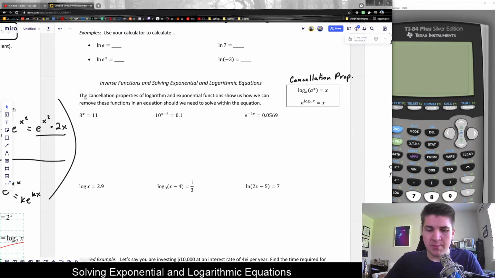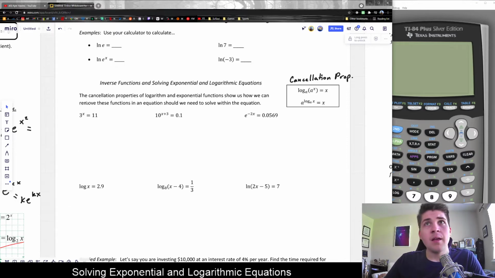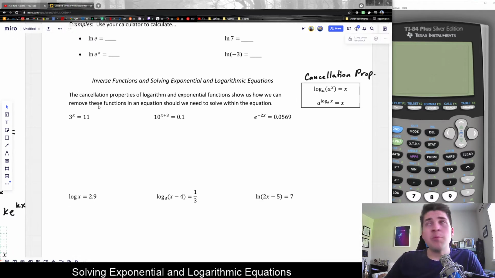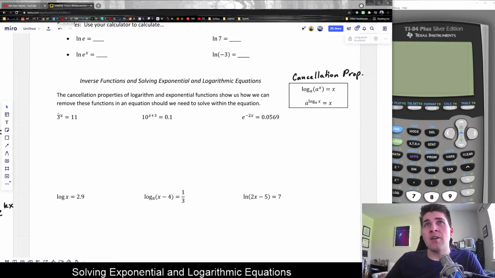But actually, let me just erase some of this because it's distracting me. All right, go away. But how could we begin? Essentially, notice that on the left-hand side of this equation, I have 3 to the x. If I was to take the log base 3 of 3 to the x, it would cancel and leave me with only x. And that's the general rule of thumb in algebra, right?